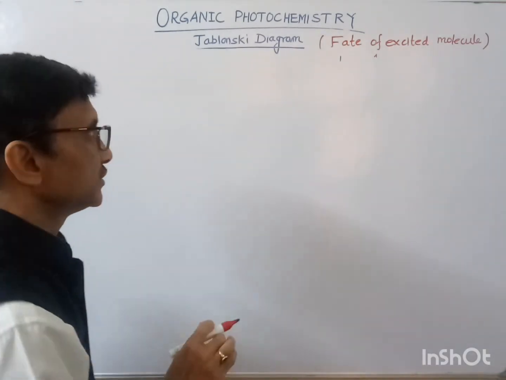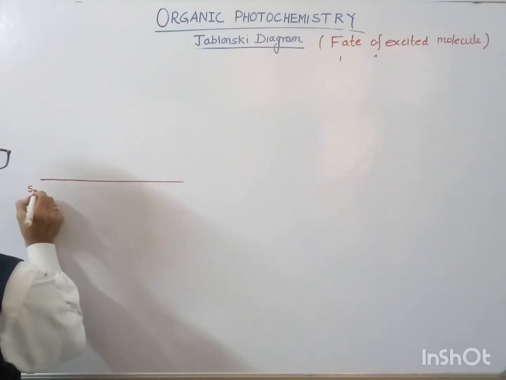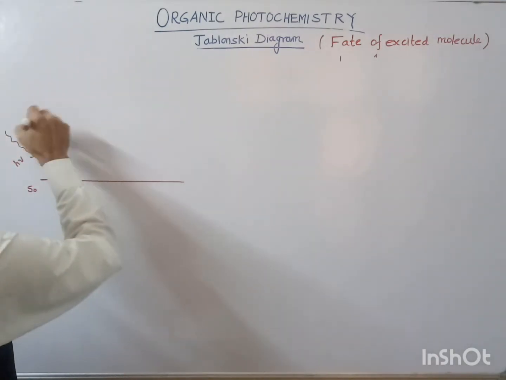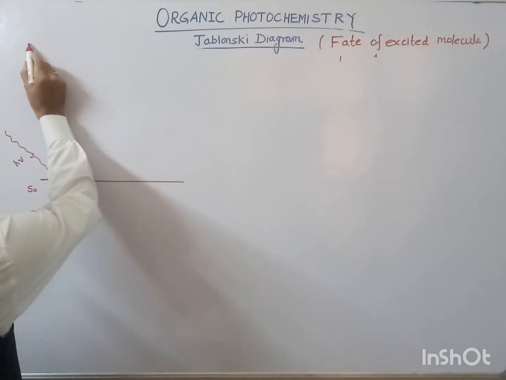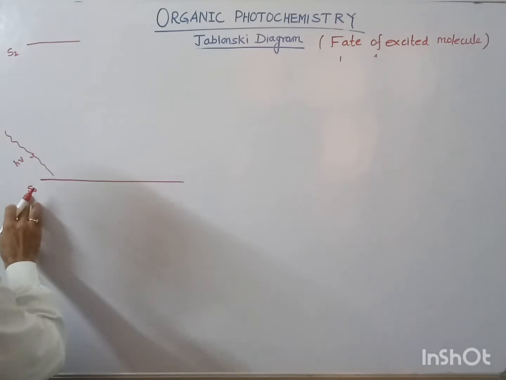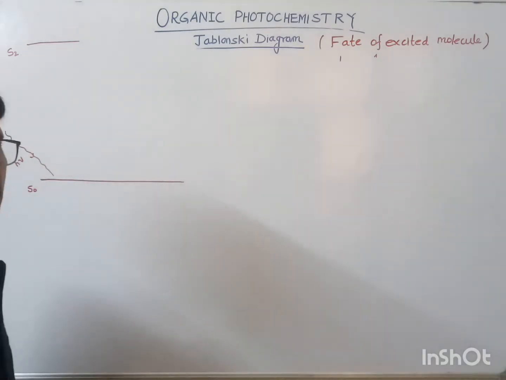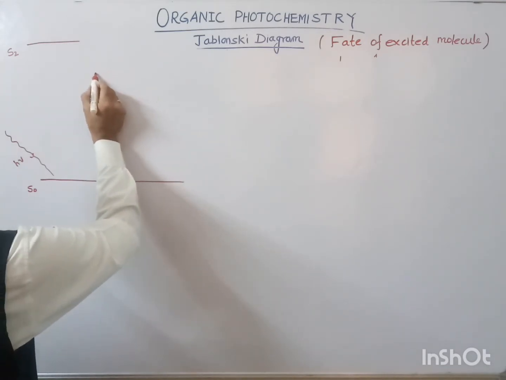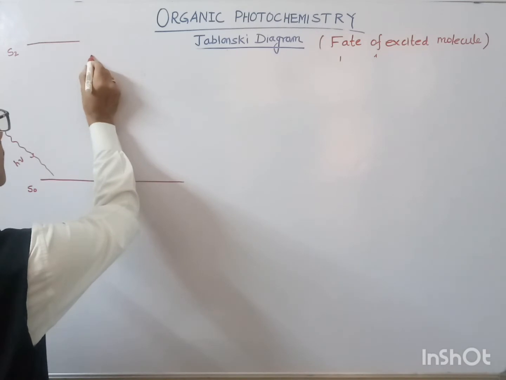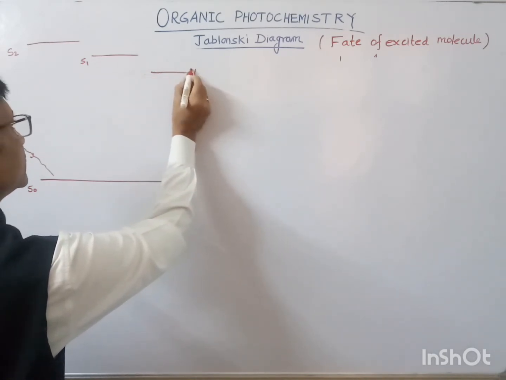Now let me first draw this Jablonski diagram. Suppose a molecule is in the ground state, and I represent this ground state by S0. After absorbing light energy, the molecule may undergo an electronic transition. Suppose this is the first excited state and this is the second excited singlet state. This is the ground singlet state. After getting the light energy, the electron will go into an excited singlet state, and then it may come to the first excited singlet state, represented by S1, and then to the triplet state, represented by T1.